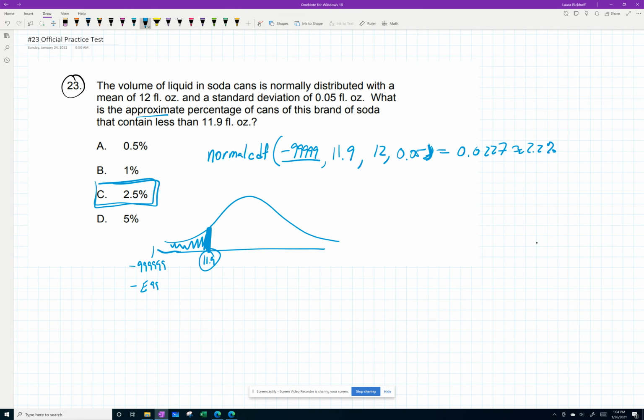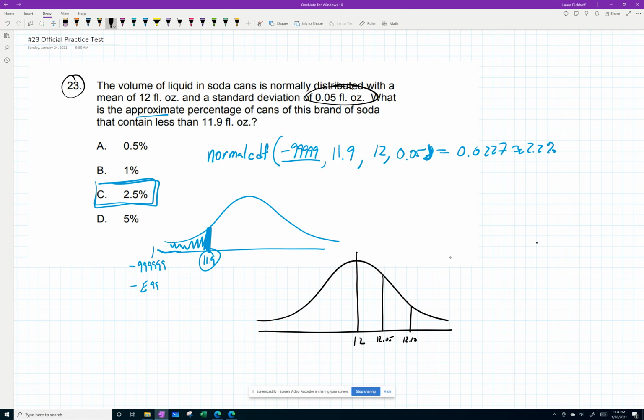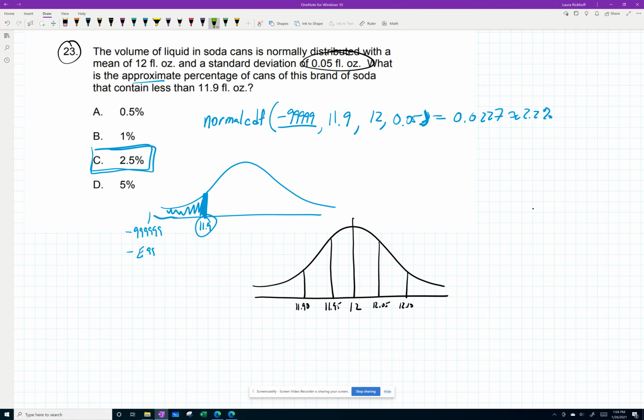If you look in the back, they do the empirical rule. So they have a normal distribution with a mean of 12, and then they keep adding standard deviations. So I can add 0.05 and then subtract 0.05. And then we kind of notice, oh, yeah, that's nice. I hit my 11.9 there, right?